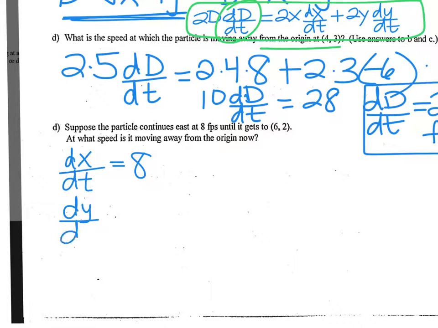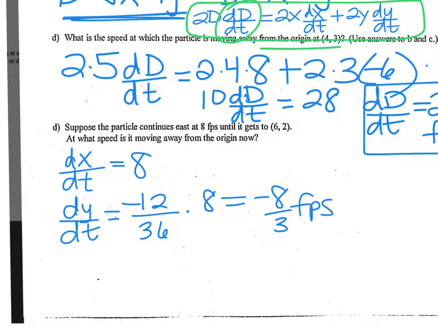dy dt would be what we found from up above. Where is it? So it'd be -12 divided by... -12 divided by, yeah, there it is. -12 divided by x squared, 36, good, times 8. Because it was -12 over x squared dx dt. So that would equal -8/3, kind of a gross number. -8/3 feet per second.